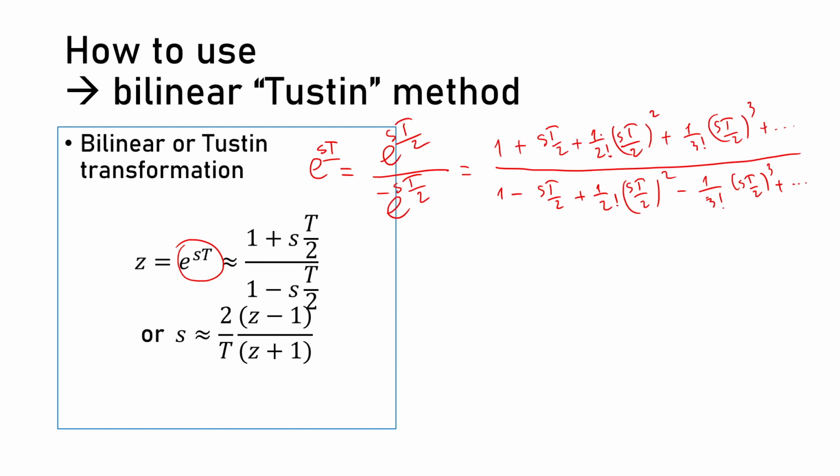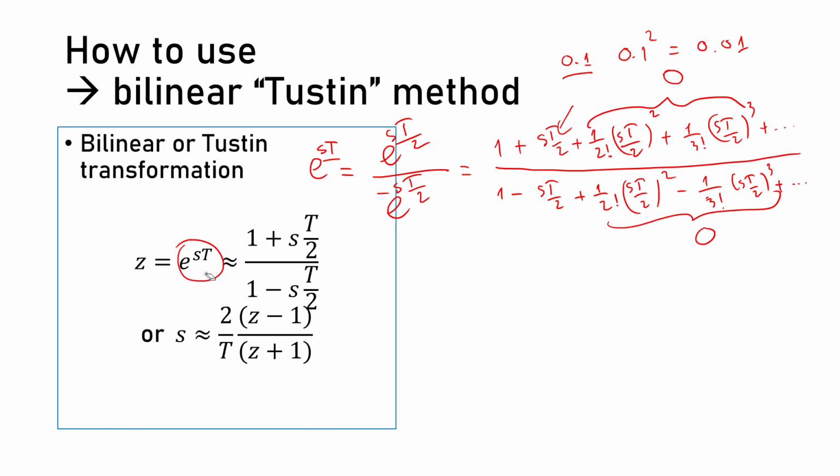Because most of the time you choose a small sample time T, right? And if you choose a small sample time, then you can approximate this term as 0. For example, if T is 0.1, then 0.1 squared would be 0.01. It's 10 times less than this one, right? And if T is to a larger power, then it becomes almost 0. Yeah, so this is the approximation using bilinear transformation.